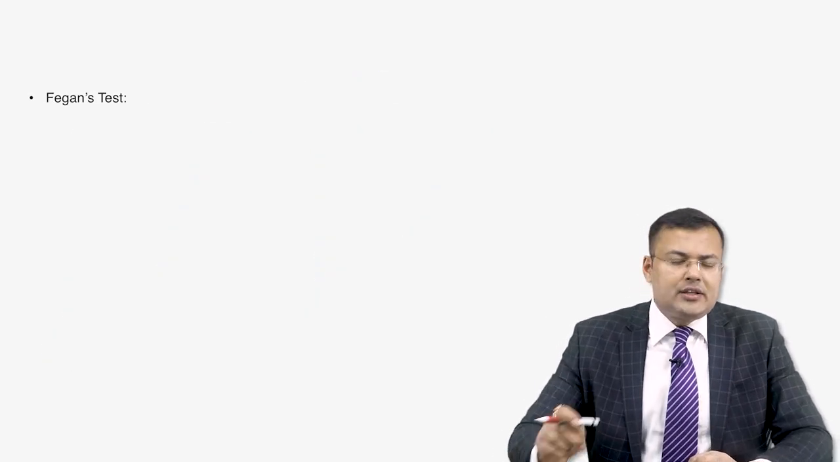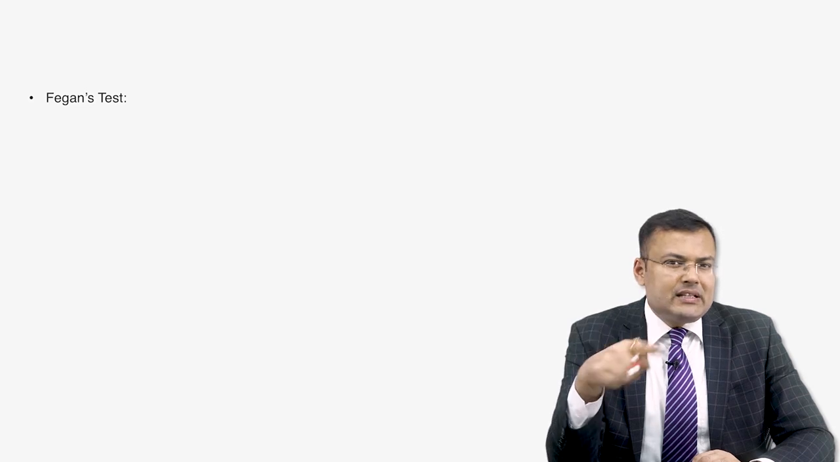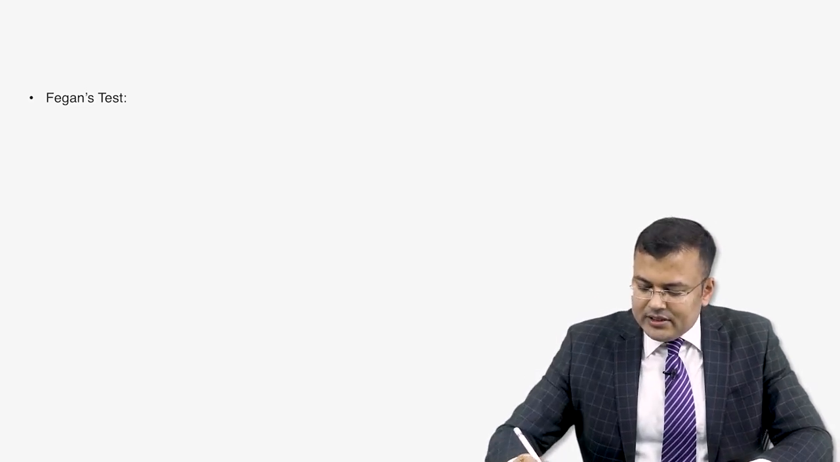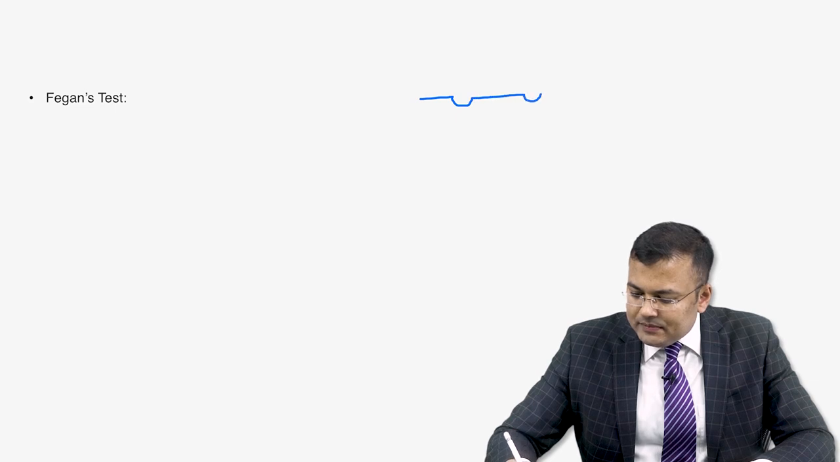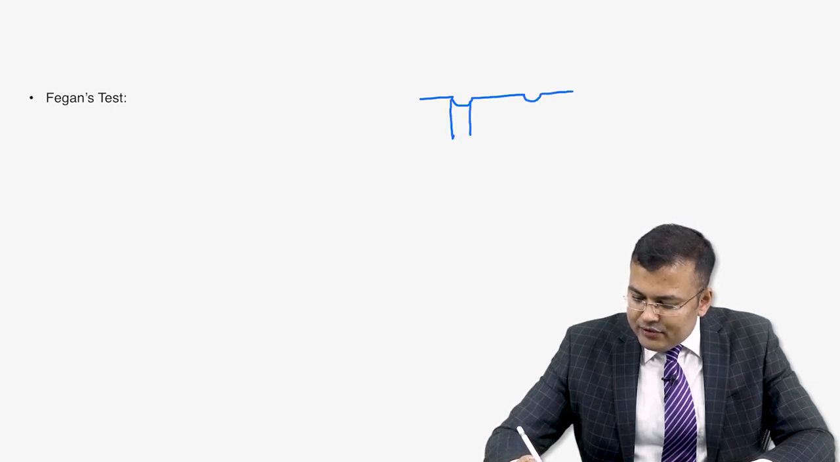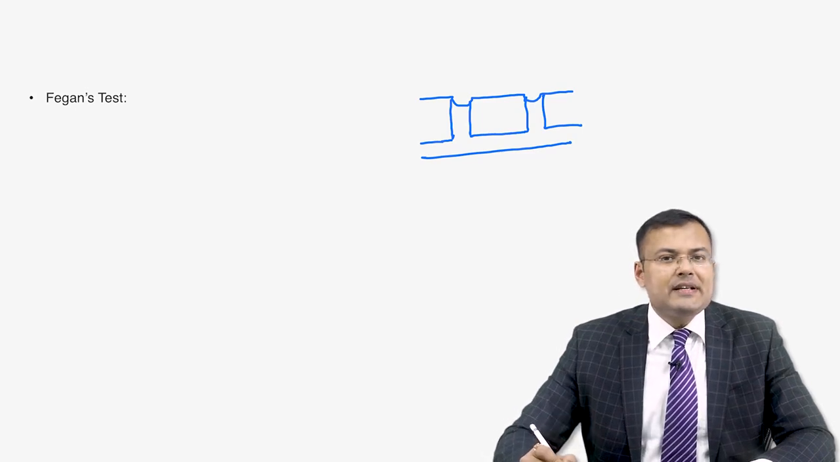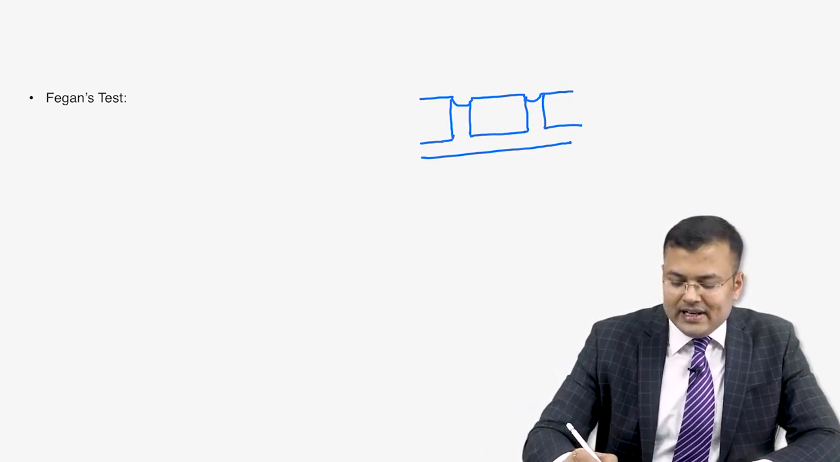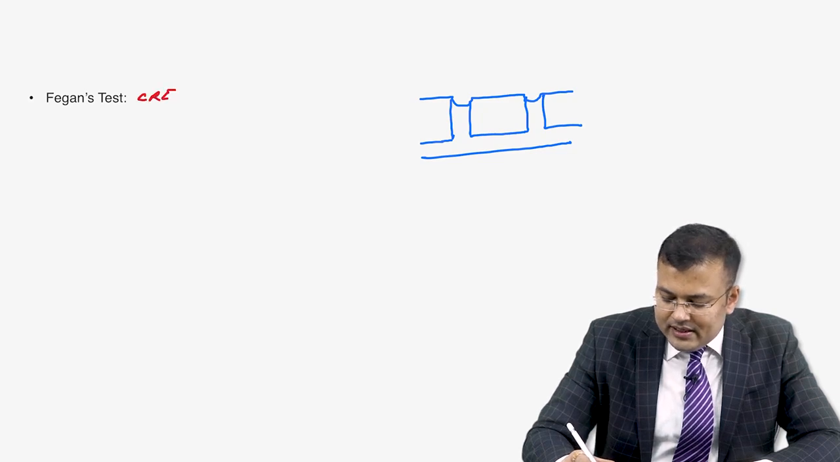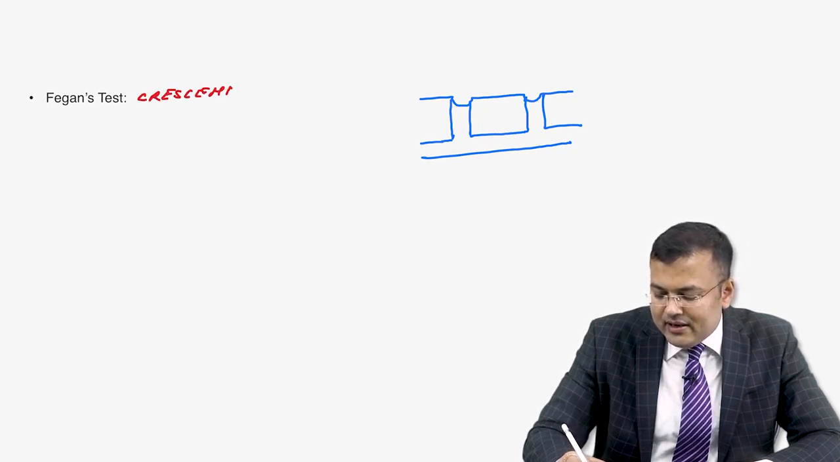Next is Fagan's test. If you go for deep palpation, there is a crescentic defect in the fascia. Imagine this is the vein. This kind of defect is there at the site of an incompetent perforator. What happens? There is a crescentic defect in the fascia on deep palpation. So in Fagan's test, these patients are having a crescentic defect in the fascia.